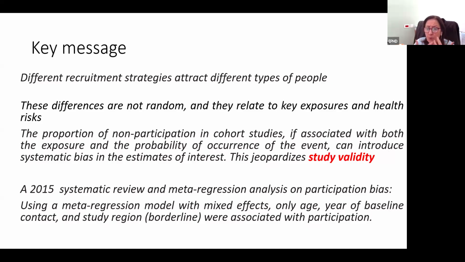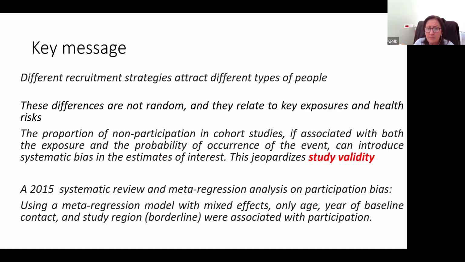There might be important differences based on the strategy, and these important differences could be related to the exposure and health risk. For instance, the more educated have better cognitive reserve, and the better educated have lower cognitive decline. This will affect both your exposure, which is education, and your cognitive decline. And you will be including more people who are educated and who will ultimately have better outcomes.